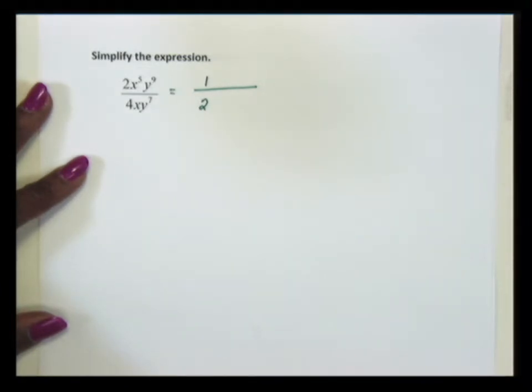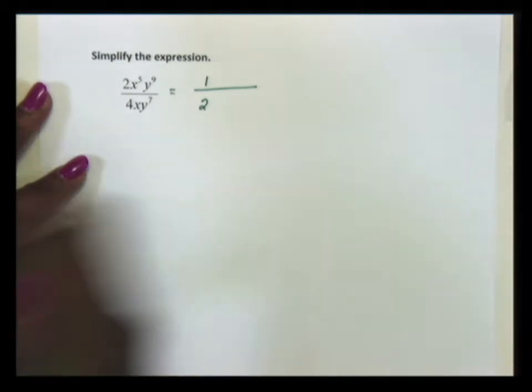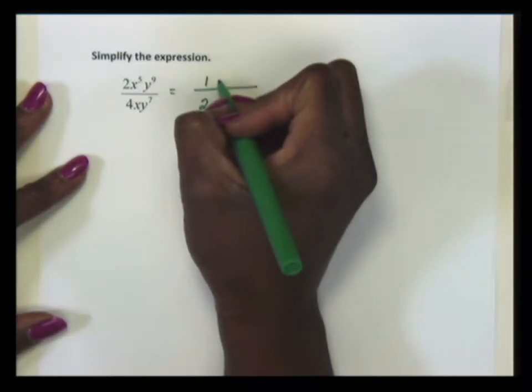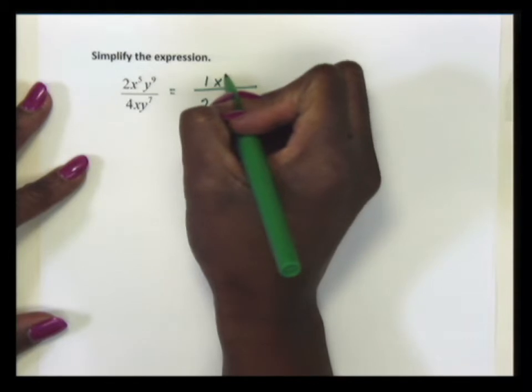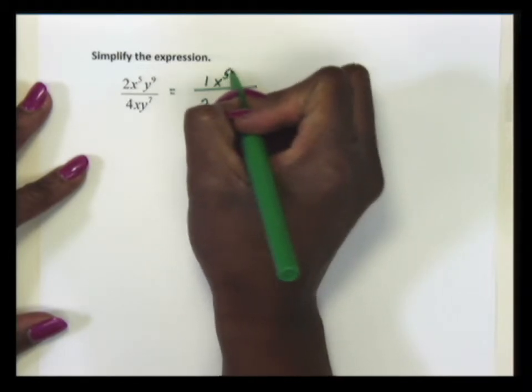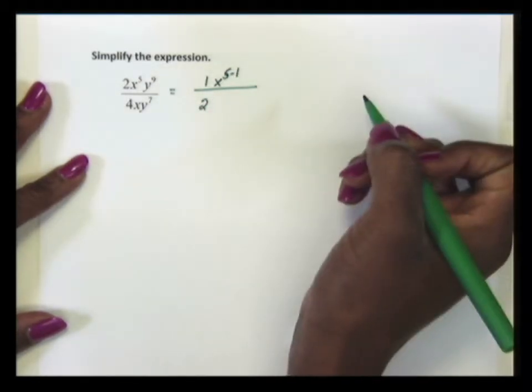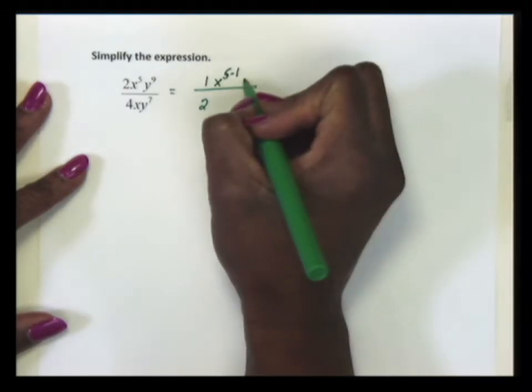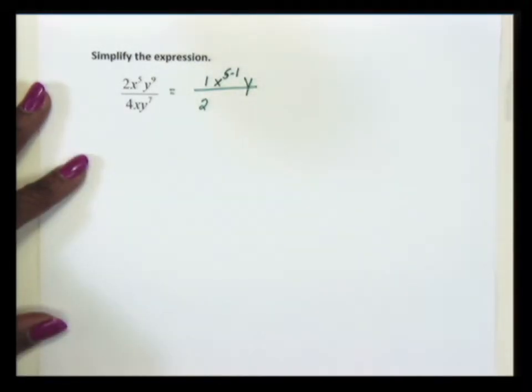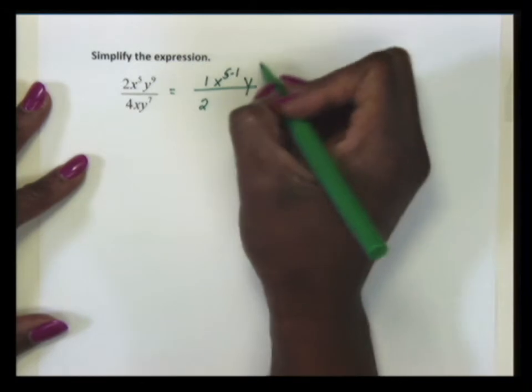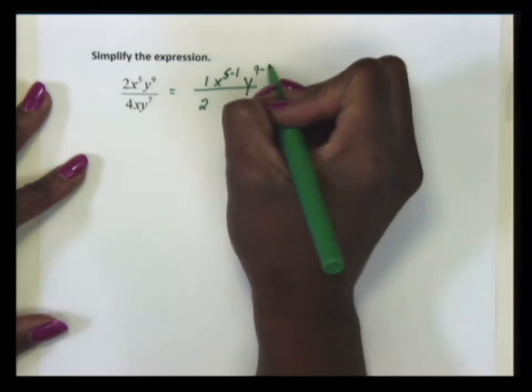Again, we're going to use the quotient rule. We have the same base in our numerator and denominator, so we're going to subtract the exponents. This gives us x to the 5th minus 1. Then we have y to the 9th over y to the 7th, so we have y to the 9 minus 7.